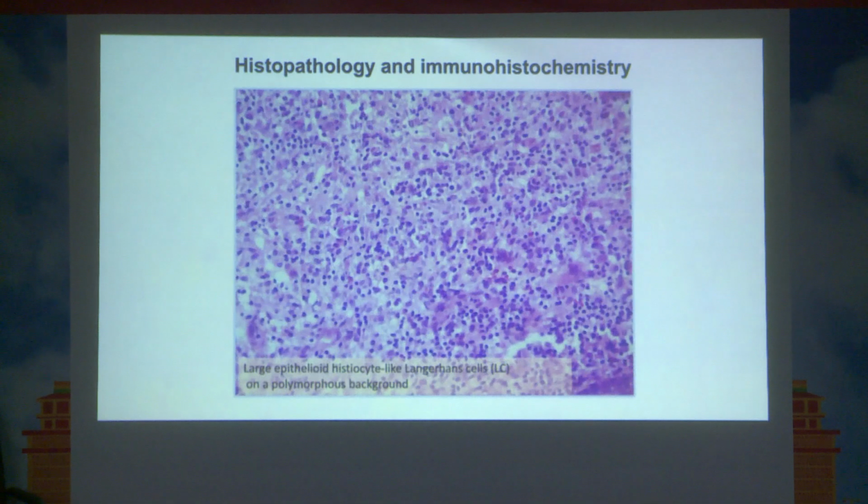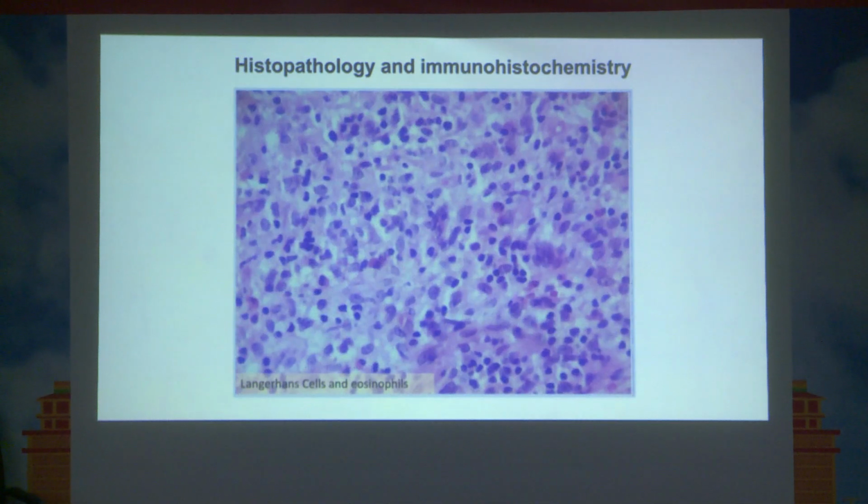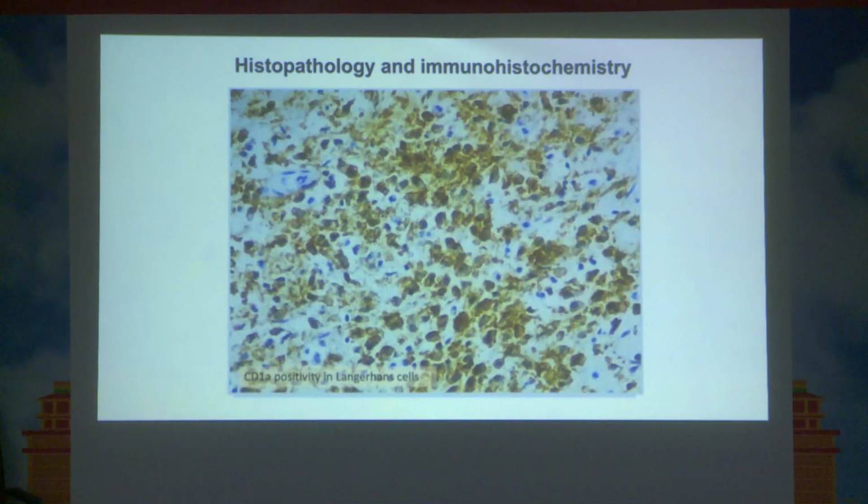On histopathology, as you can see here, large epithelioid histiocyte-like Langerhans cells were seen on a polymorphous background. This is a magnified view of the Langerhans cells and the sheets of eosinophils. Immunohistochemistry confirmed the diagnosis of eosinophilic granuloma, wherein CD1a and S100 were strongly positive, as you can see here.